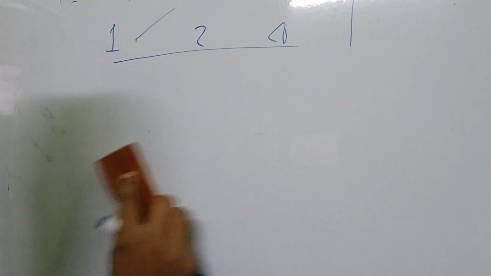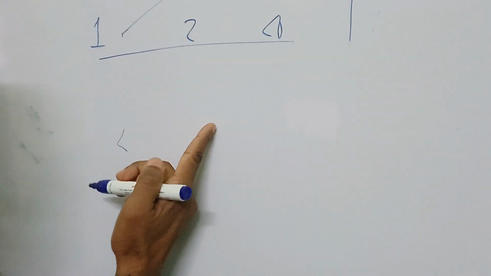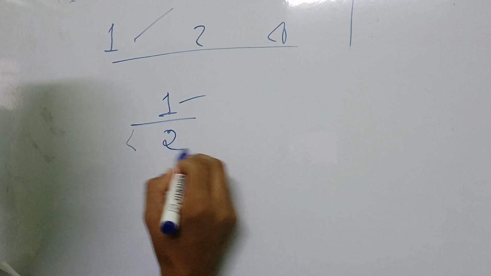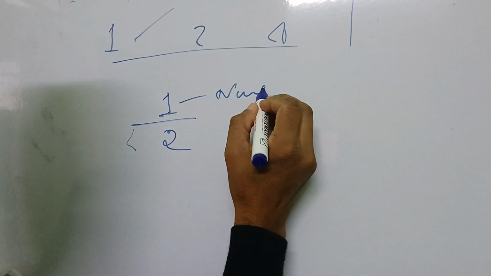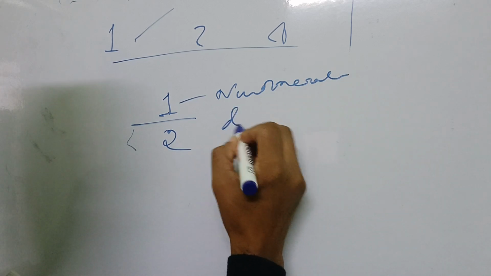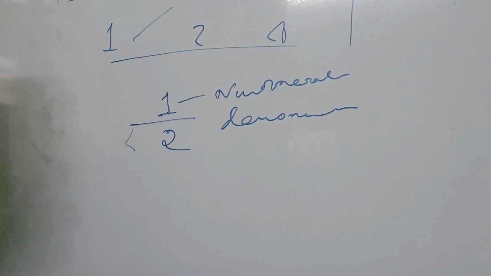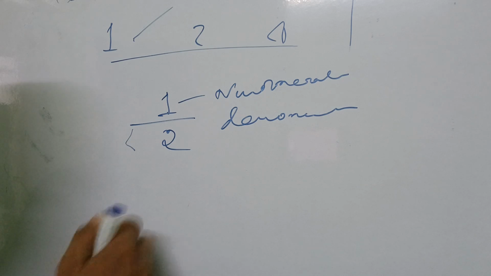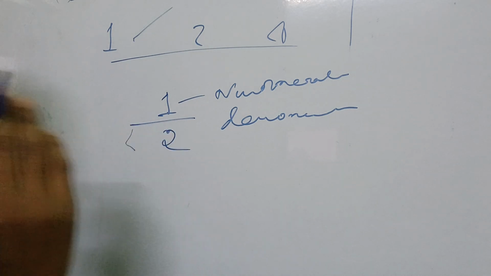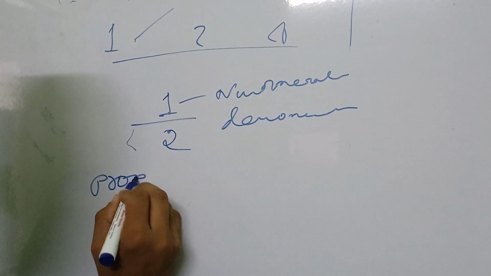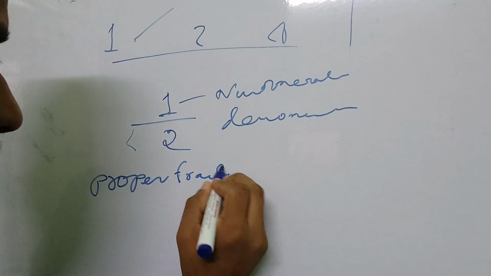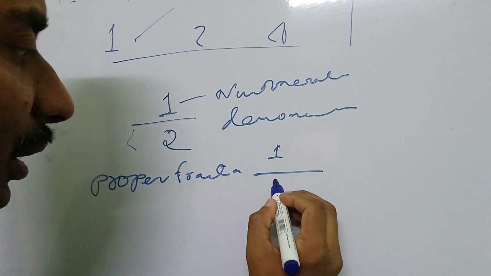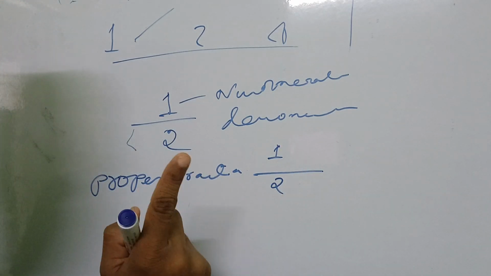Now, numerator, denominator. The upper portion of a fraction is called the numerator and the lower portion the denominator. Now, a proper fraction is when the numerator is less than the denominator. The upper portion is less than the lower portion. This is called a proper fraction.